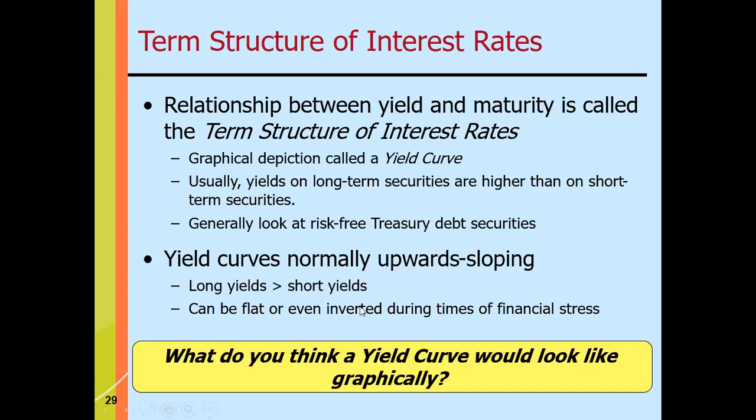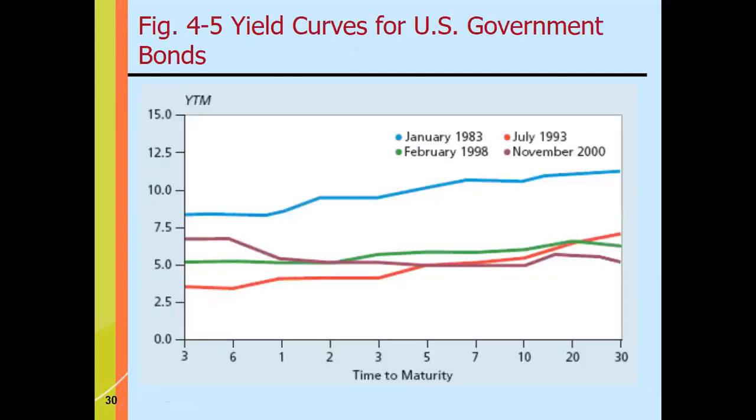Then what do you think a yield curve would look like graphically? Again, upward sloping. We can notice that for US government bonds there have been some changes, but should we incorporate the yields in the long run, then it keeps on increasing.